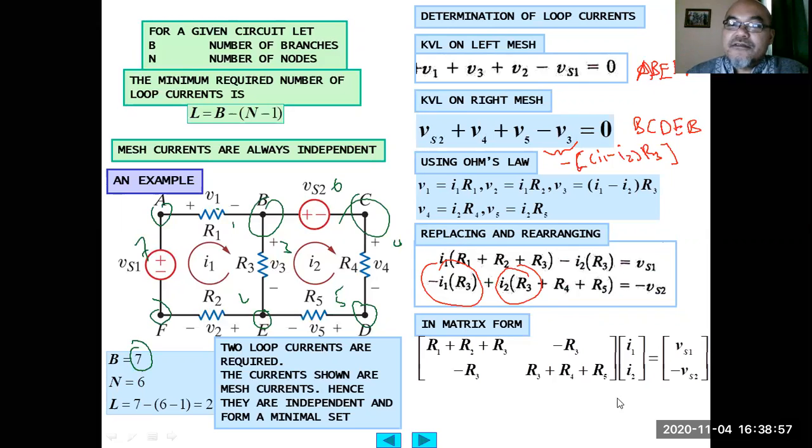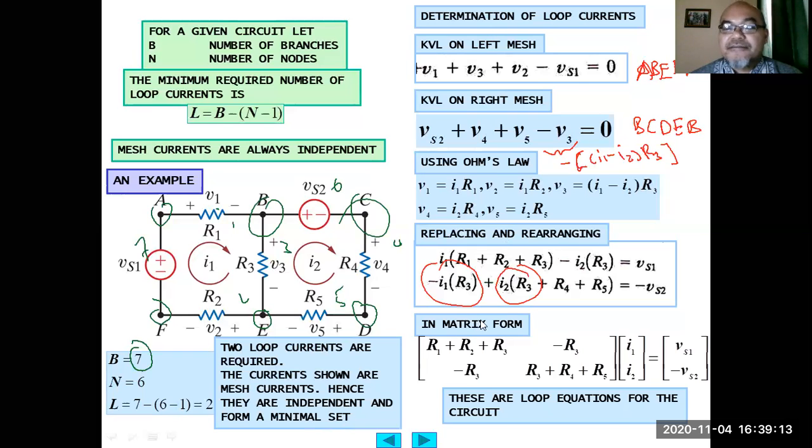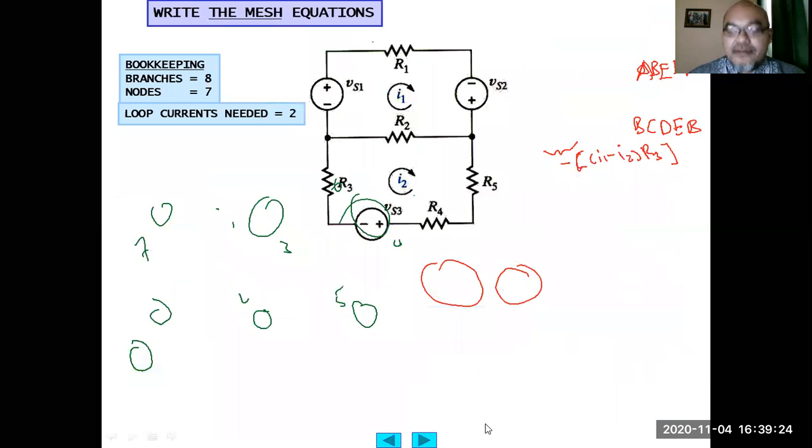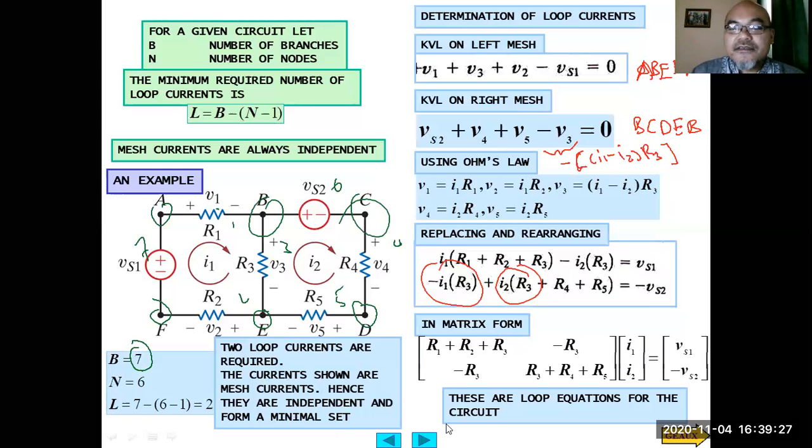Then this one can be easily solved using Octave or MATLAB, by the inverse operation of the matrix, as taught before in the previous session. Not today's session, but 3 weeks ago. So these are the loop equations for that circuit. Okay. So first, let's save this first.